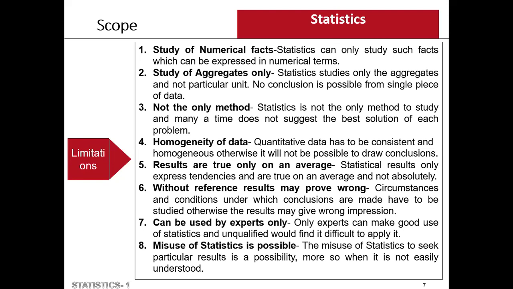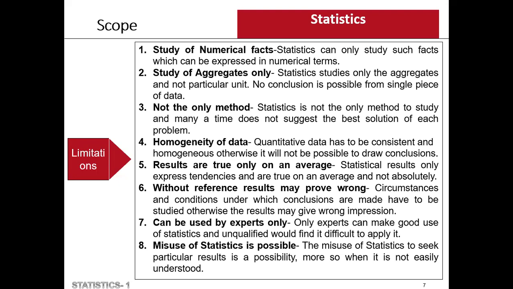So apart from that, talking about the limitations of statistics. Statistics deals with only numerical facts, so qualitative aspects cannot be dealt with. And statistics deals with aggregates only. As I told earlier, statistics deals with averages. It's basically a study of averages, and average itself is not accurate. It's only approximate.